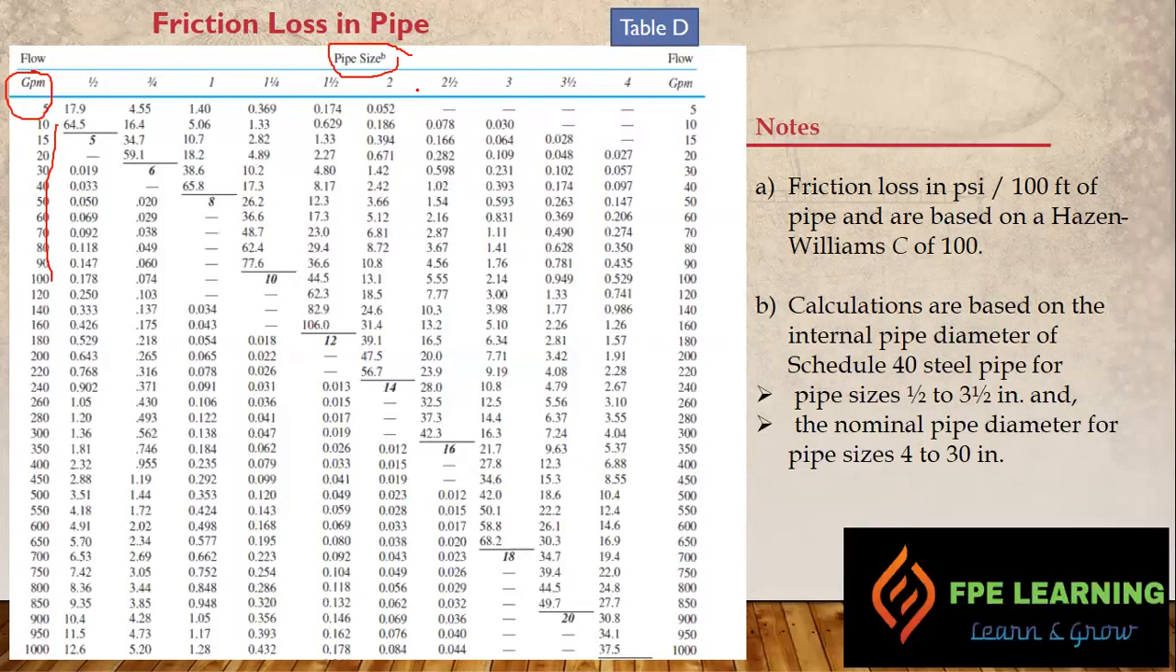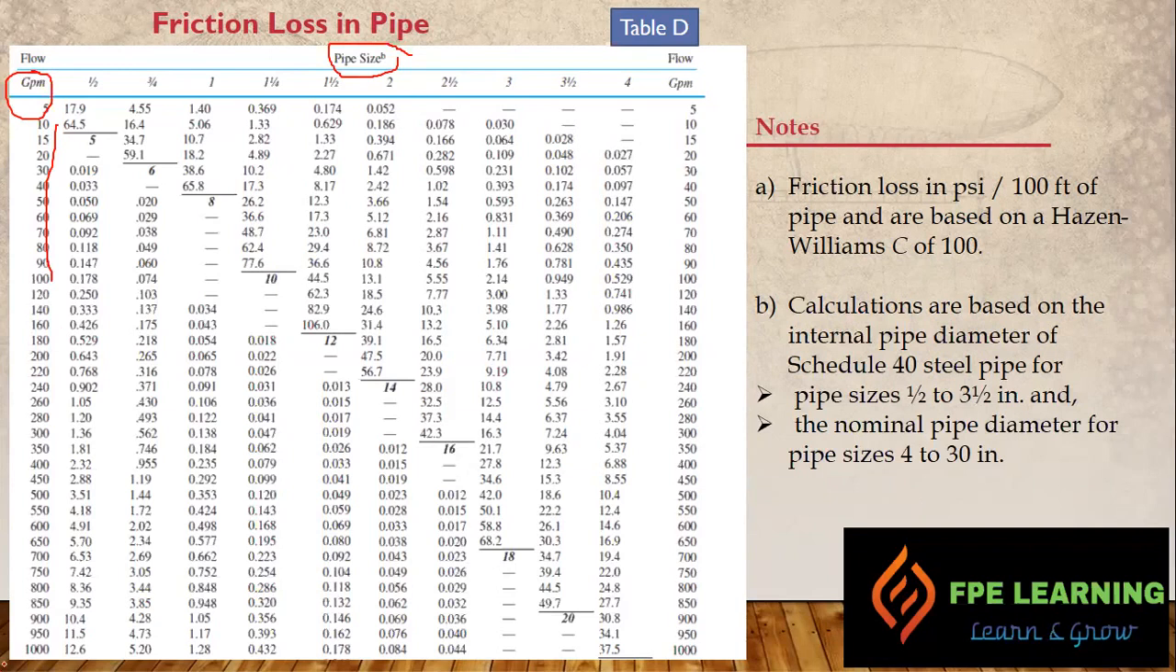And it is based on a Hazen-Williams C factor of 100. So this table is only based on a C factor of 100. If we have a C factor higher or lower than 100, we have another formula to utilize this table effectively, right? Note number 2: these calculations are based on the internal pipe diameter of schedule 40 steel pipe, for pipe sizes half inch to 3.5 inch, and the nominal pipe diameter is taken for pipe sizes from 4 to 30 inch. That one we'll discuss in a while.